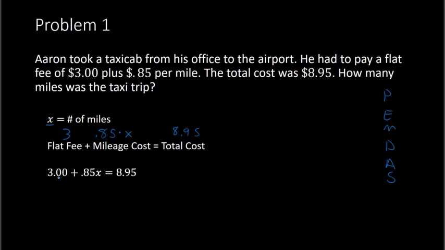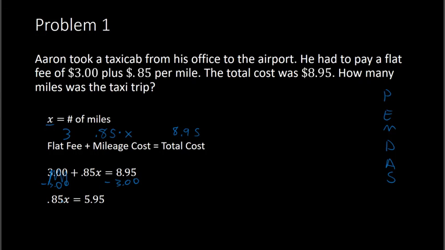So the $3 is being added to this. So to get rid of the 3, I do the opposite of adding, which would be subtraction. So I subtract $3 from both sides. When I subtract $3 from the left side, 3 minus 3 gives me 0. So we have 0 plus 0.85x, which would just be 0.85x. On the right side, $8.95 minus $3 would be $5.95. So I now have 0.85x equals 5.95.